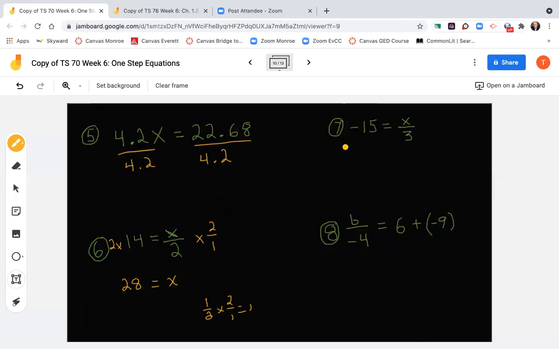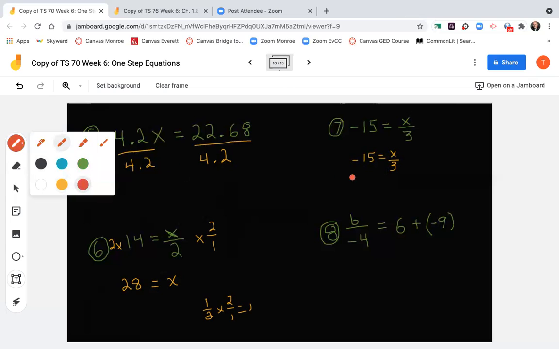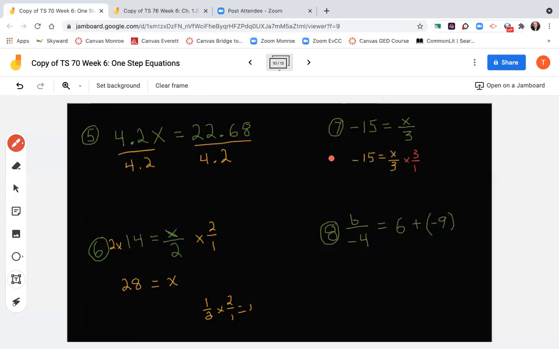Okay. Number 7 over here, I've got x over 3, same exact thing. Okay, what I'm going to do is, I wrote it down here so it doesn't confuse people when they look at this video. Okay. What I would do is I would multiply this side times 3 over 1 and this side times 3. Or just 3 times negative 15. I'm doing the same thing to both sides, and then I would solve the equation.